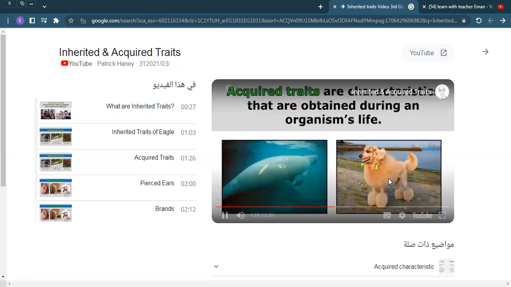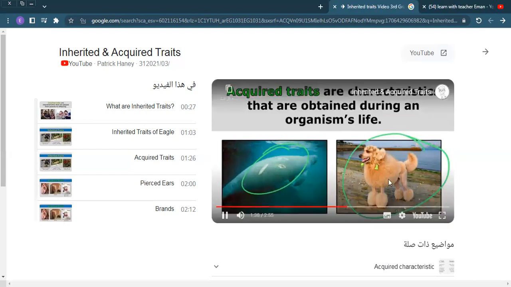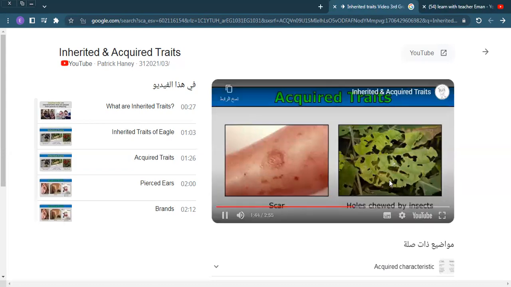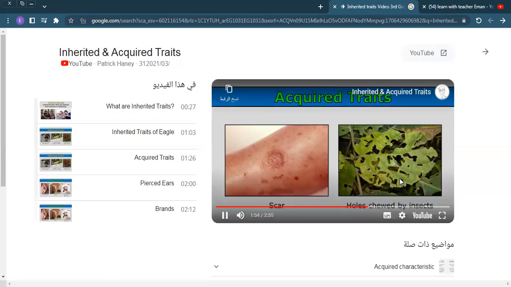Acquired traits are characteristics that are obtained during an organism's life. So these wounds and the hairstyle of this dog are acquired traits. Scars are acquired traits. You acquire the scar after you have an injury. And this plant did not inherit leaves with holes. These holes were chewed by insects. So the holes were acquired during the organism's life.